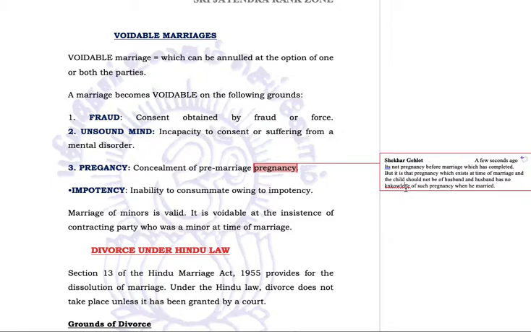The husband has no knowledge that the girl he is marrying is already pregnant, the child does not belong to this present husband, and the husband is not aware of this pregnancy at the time of marriage. If he is aware that she is pregnant with somebody else's child, and he still marries her with his knowledge, then he cannot later claim that it is a void marriage. If he was aware and still chose to marry, then it will be a valid marriage. But if he was not aware and the child is not his, then he can get the marriage declared void.